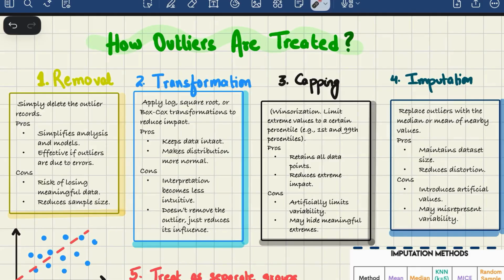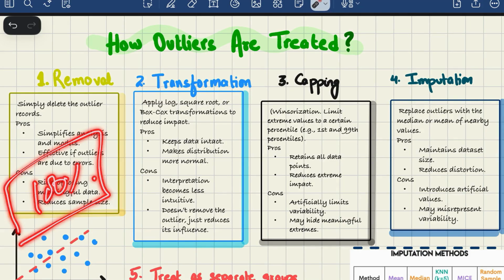Once we find the outliers, we can't just panic and delete everything, right? We have to be surgical. We have 4 primary treatments depending upon the situation. First is removal. We can simply delete the outlier record, right? For example, if there is an outlier in a row, we delete that row completely. The rule of thumb is that you only do this if you are 100% sure that it is a data entry typo or a system error.